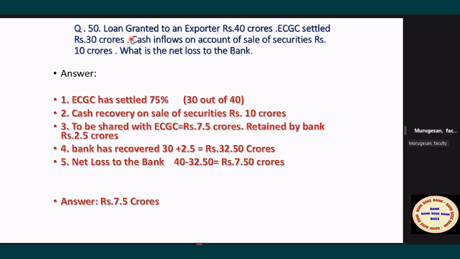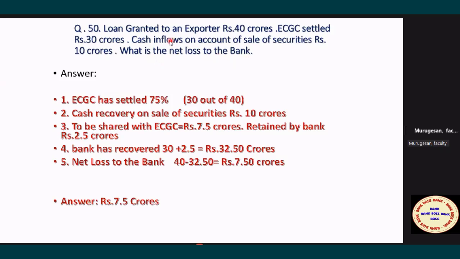Look at the question. A loan granted to an exporter, 40 crores you have granted. ECGC has settled 30 crores. After they settle, there is a cash flow. Something happened, and they got a realization. Maybe they have got some cash recovery, or cash flows in some other way. 10 crore they have got after the settlement. Now the question is, what is the net loss to the bank?